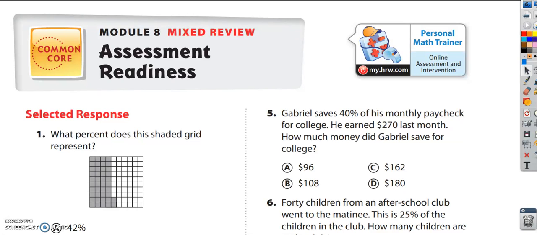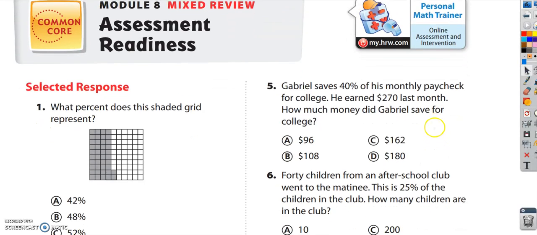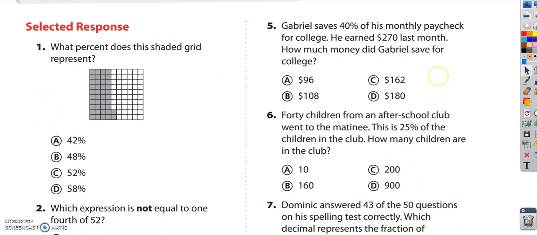This is the Module 8 test review. This is page 224. The idea here is that you try all these problems to the best of your ability and then play the video when you either need a hint or when you're ready to check your answer. Assessment readiness, number 1. Selected response.